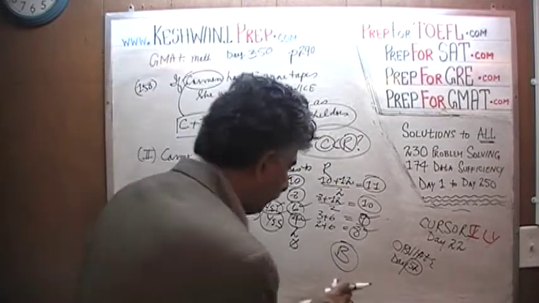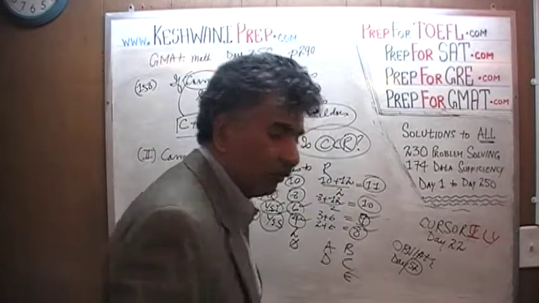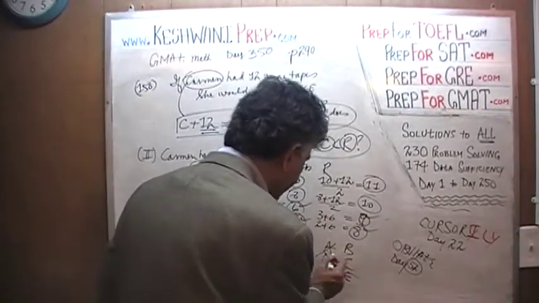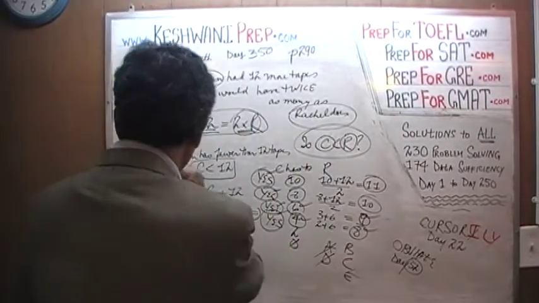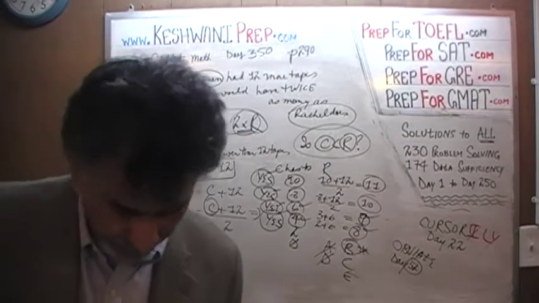The first statement we found was not enough. So we had A, D, B, C, E, and because we established that the first statement by itself was not enough, we knew the answer could not have been A or D. Now the second statement does the job, and therefore the answer is B. Let's go to the next one, shall we?